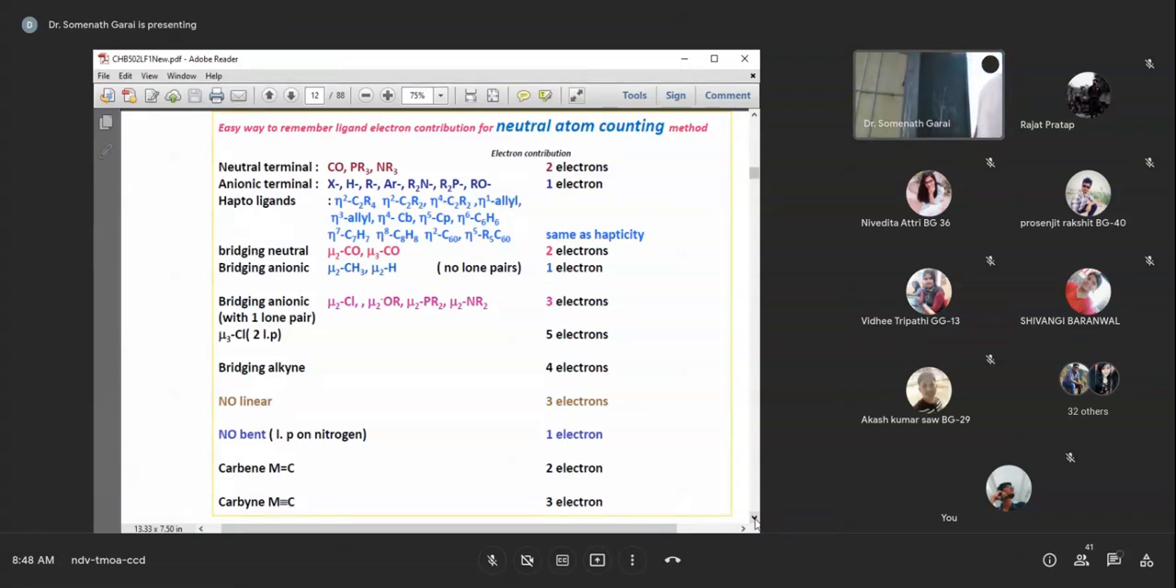Now, for example, let me see. Yeah, but remember one thing. If it is mu2CO or mu3CO, all will give only 2 electrons. Why?